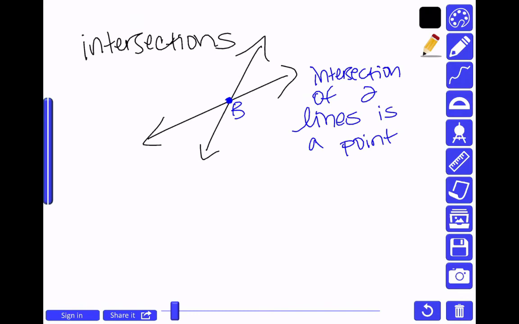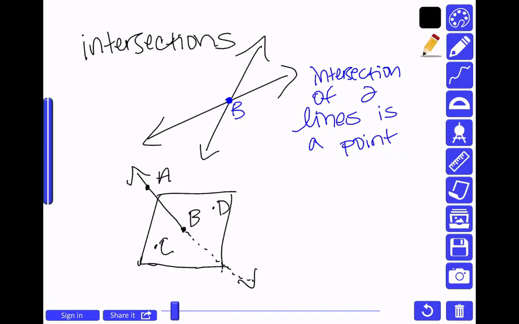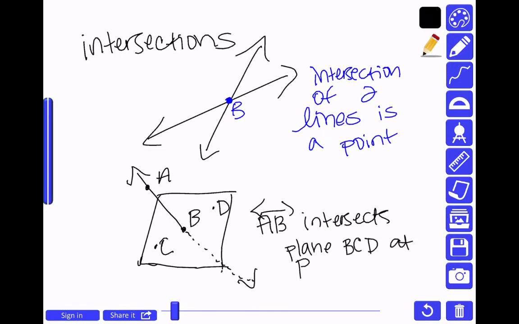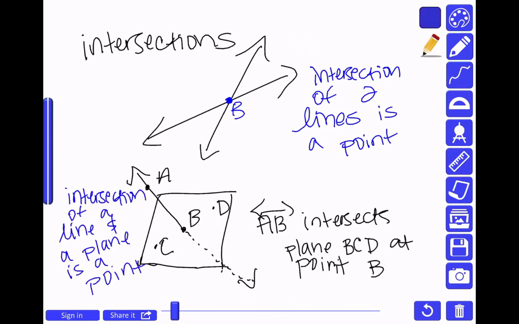Now let's consider what happens when we have a plane and a line, and we actually already talked about this. All right, so I've got line AB intersects plane BCD at point B. So line AB intersects plane BCD at point B. Point B is on the plane, point A is not. So essentially that line is going through the plane. So the intersection of a line and a plane is also a point.